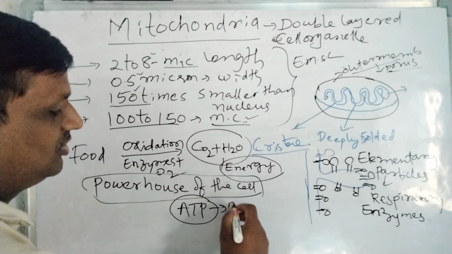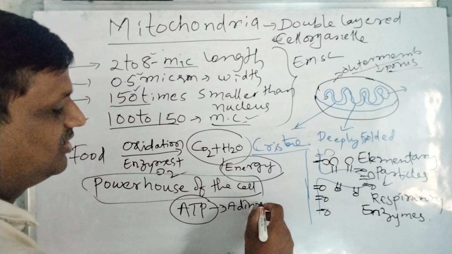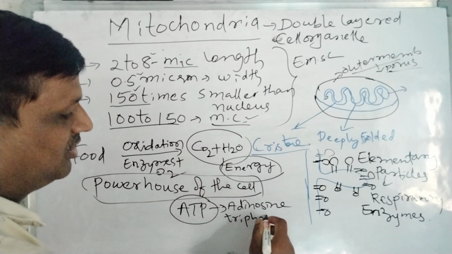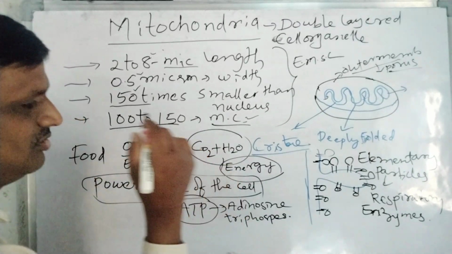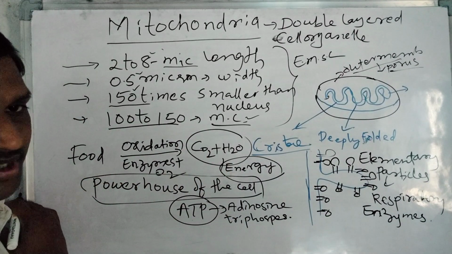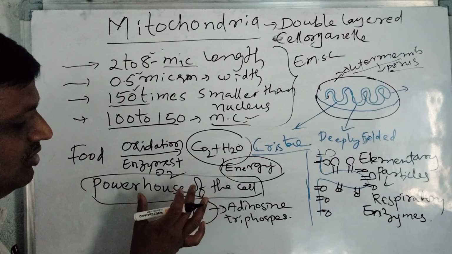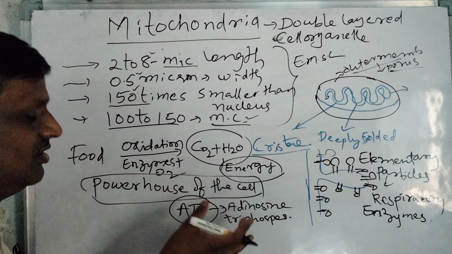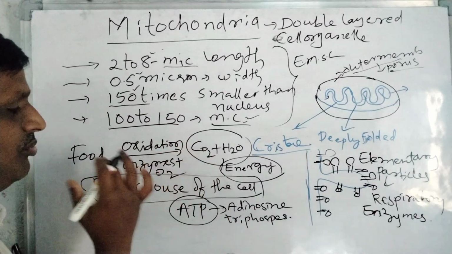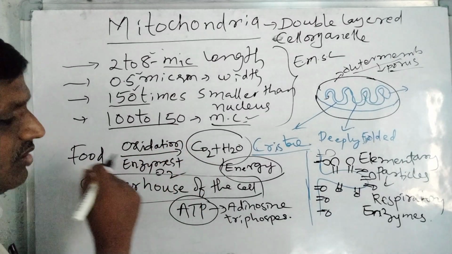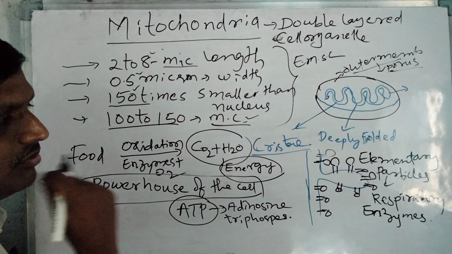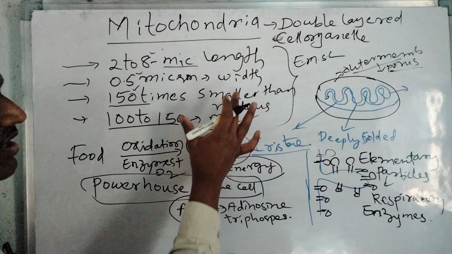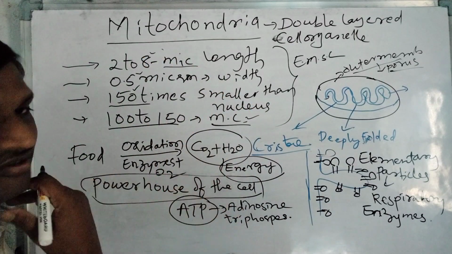We call it adenosine triphosphate. That means 3 phosphates are present in this, so that is called adenosine triphosphate. So this is what the powerhouses of the cell are. It can store the energy and release the energy in the presence of oxygen with the help of enzymes. So it is called powerhouses of the cell. So this is about the structure of mitochondria and the functioning of mitochondria.